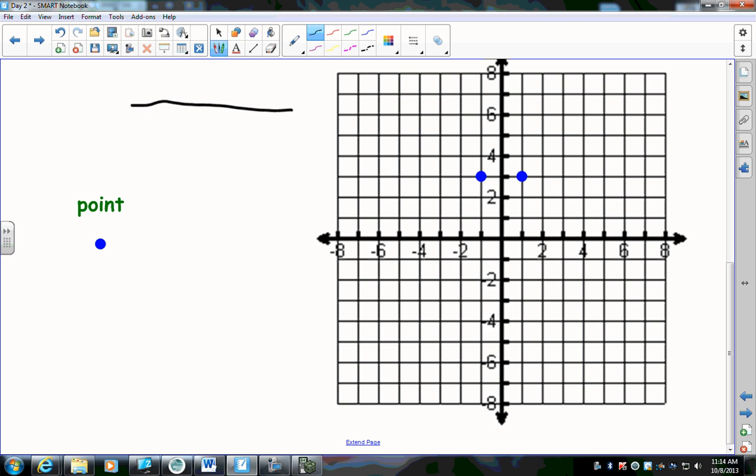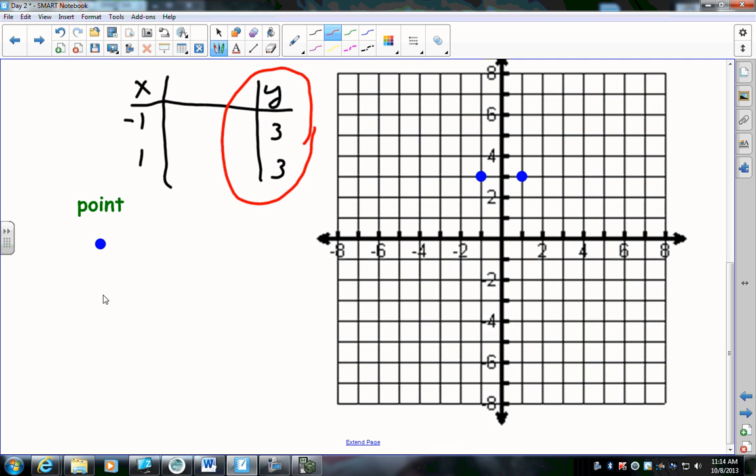Let's see. So let me put it in a table here. X and Y. I have negative 1, 3, and 1, 3. What do you notice in the table? What's the same number? The Y's are the same number. Okay? But I also notice on my graph that it's going to make a straight line. It's going to make a horizontal line. It's going to go across like this.